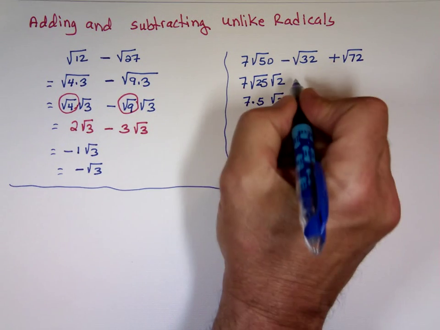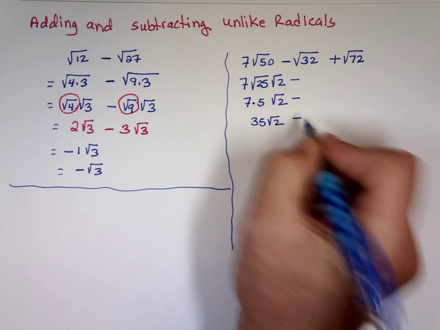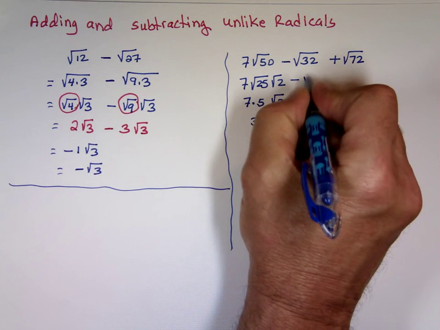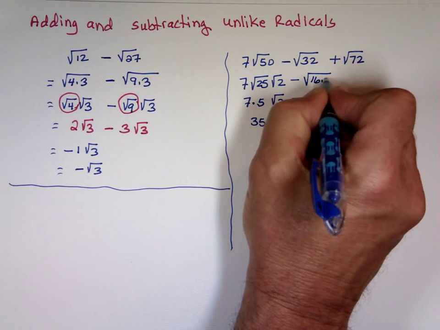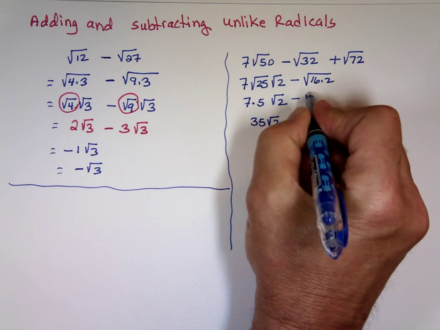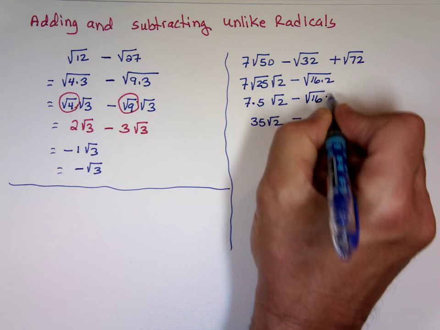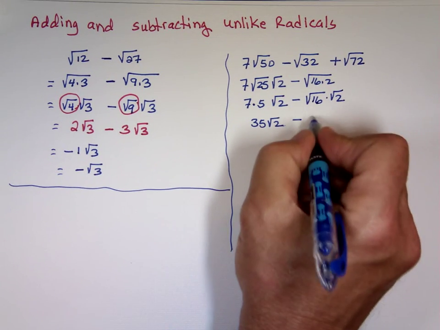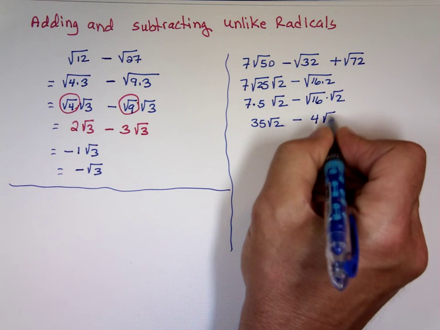Let's look at the minus here. 32. I can break the 32 down as 16 times 2. That's 32. Which you can break it down to the square root of 16 times the square root of 2. And what is the square root of 16? That's a 4, the square root of 2.